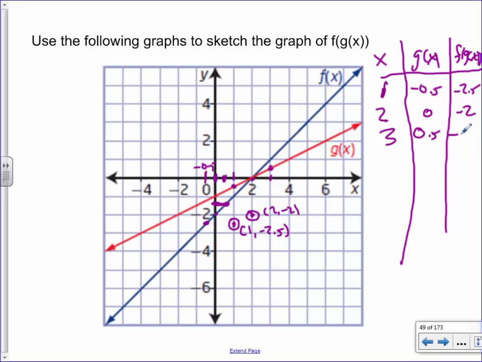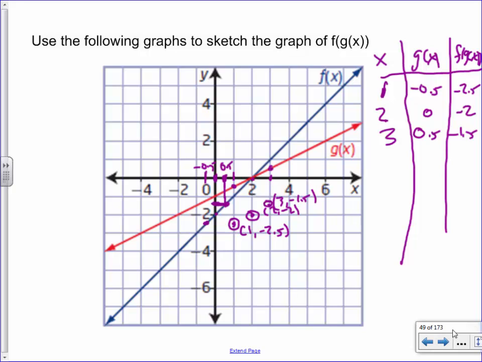Does that make sense? Here's the positive 0.5 for an x value. Drop it down over here. The y value gives me negative 1.5. So that means my next point would be 3 gives me negative 1.5. Makes sense? We can keep going, but hopefully that's the point.